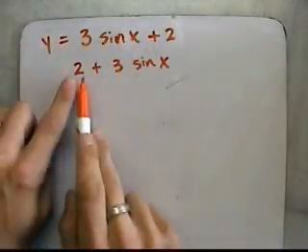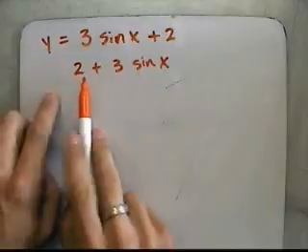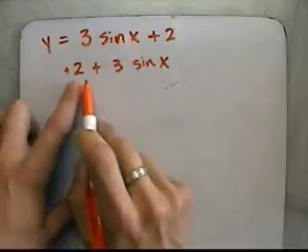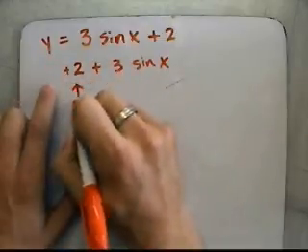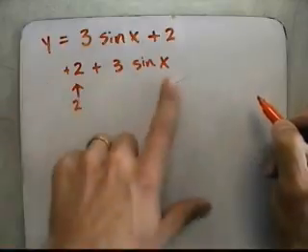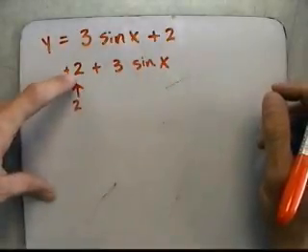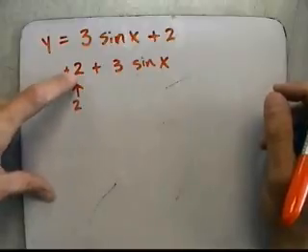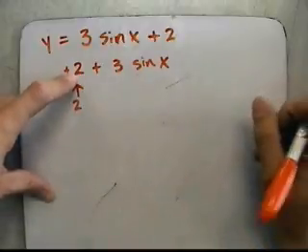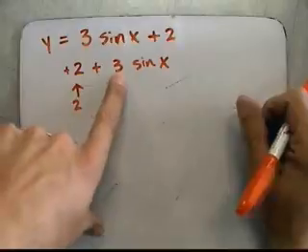Some people like to write it in the front because then they can see it as an up or down shift. It's going to be a positive 2 in the front. That's going to move this graph up 2. So I've actually got no number on the inside of the sine function. This 2 is not my amplitude. Very common mistake here. People see the 2 in the front, they're like, oh, that's my amplitude. Your amplitude is 3 here still, right?